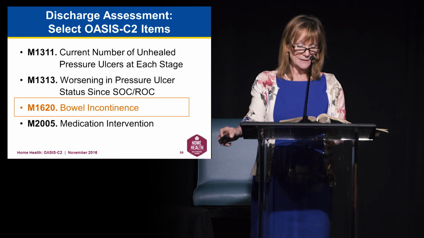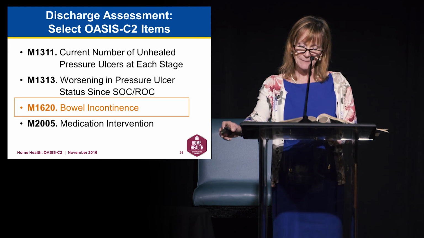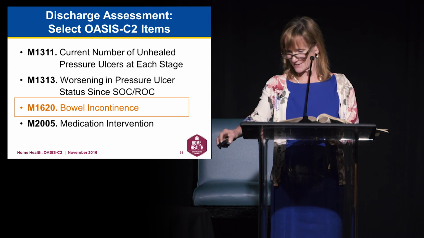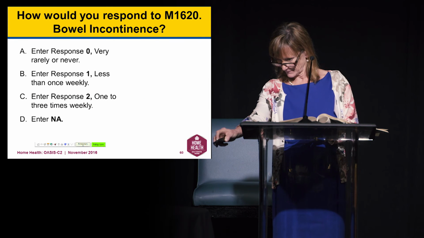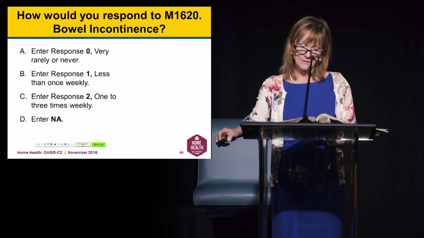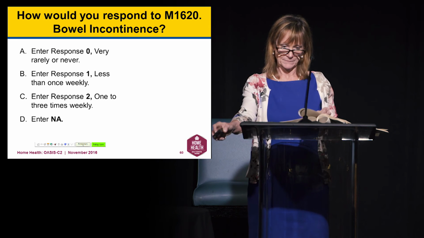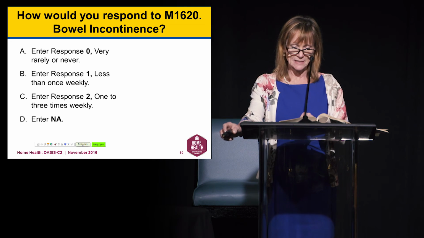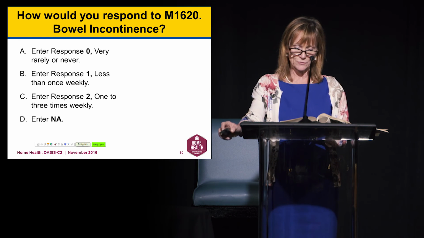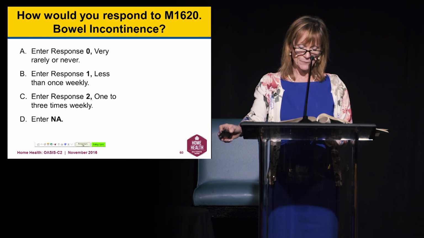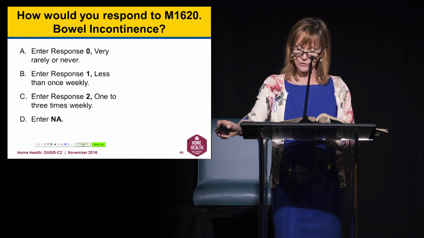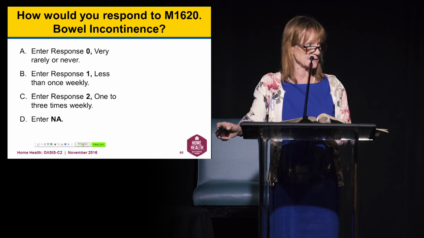So the next item is M1620, bowel incontinence, and we're going back to the polling questions. So would you respond to M1620 for bowel incontinence? You choose A for 0, B for 1, C for response 2, 1 to 3 times weekly, and D for NA.